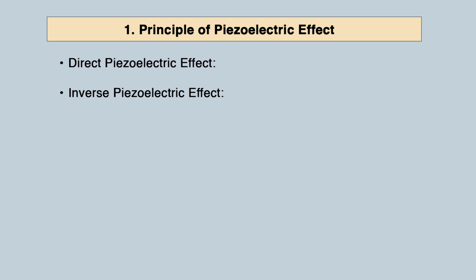When an alternating electric field is applied to the piezoelectric material, it causes the material to deform periodically. If the frequency of the applied electric field is in the ultrasonic range, the material vibrates at that frequency, producing ultrasonic waves. That phenomenon is known as the inverse piezoelectric effect.